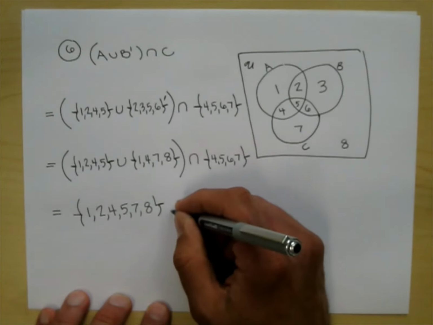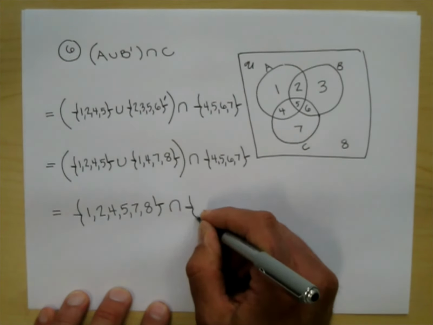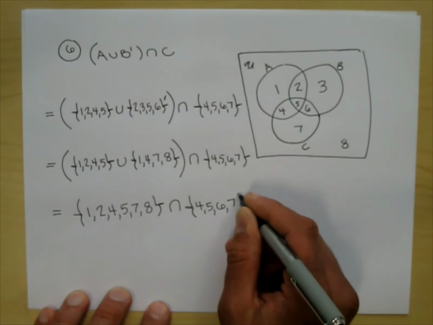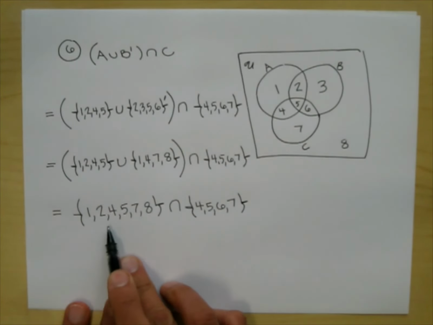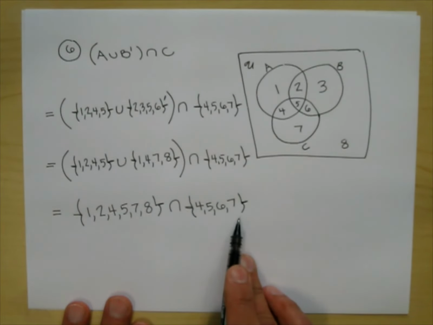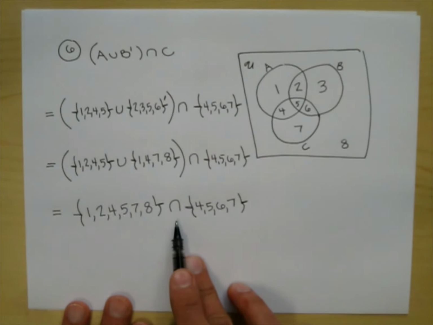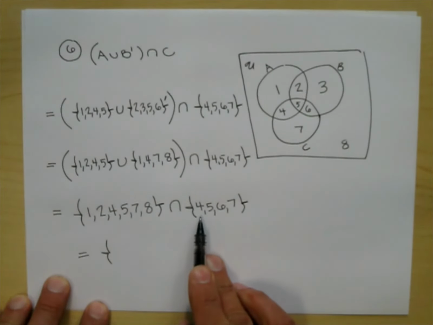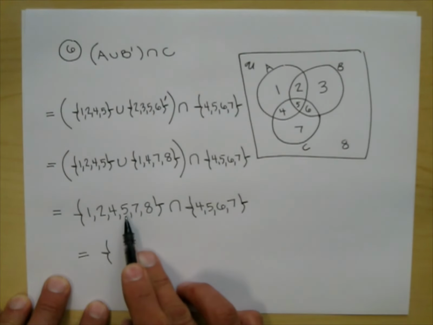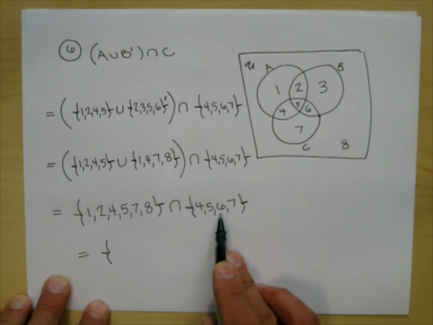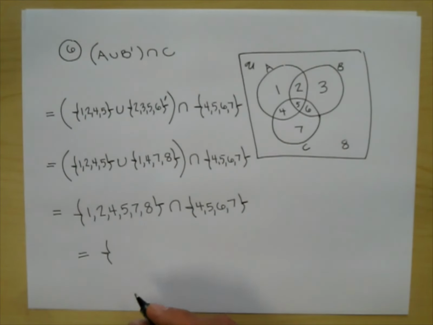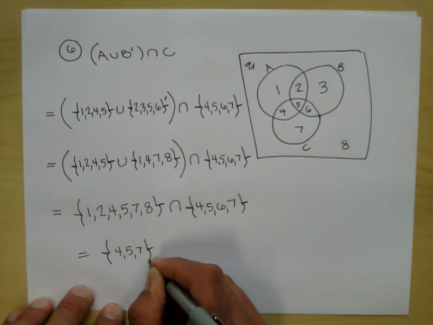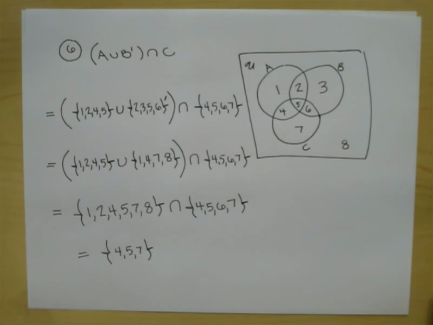And then this intersect 4, 5, 6, 7. Okay, so we're saying what's in this set and in this set, or the common elements, or here's the claw, it's going to pick up the same ones. And so what do we end up getting? We end up getting 4 is in both sets, 5 is in both sets, 6 is not, but 7 is. So it looks like my answer is going to be 4, 5, 7. And I better be careful and not say that's my answer, but that's going to lead to the answer.